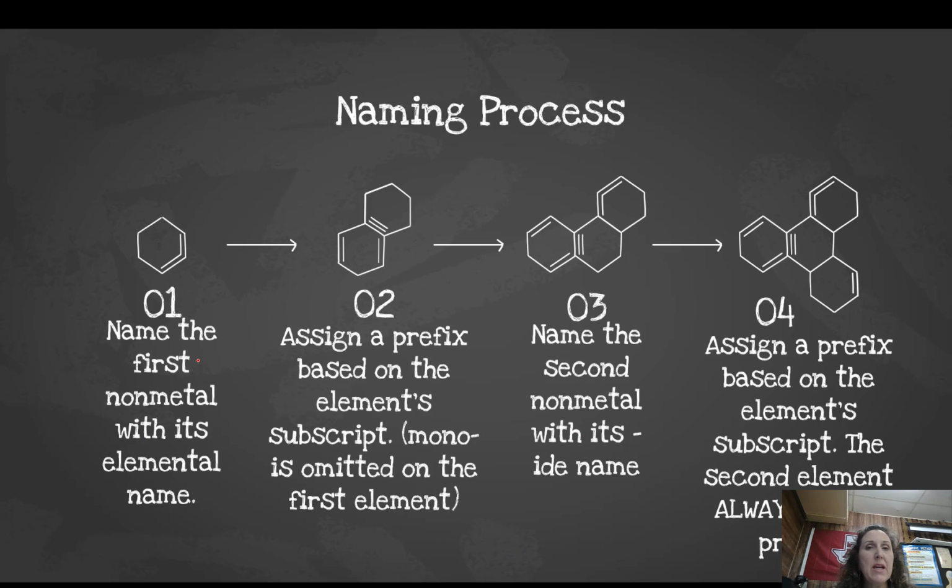All right, so here is your process. This is like a formula. If you follow this formula, you will be able to name every covalent compound. Number 1, name the first nonmetal. Again, I'm going to use H2O, which is what we're going to start with. So name the first nonmetal. I'm going to write hydrogen.